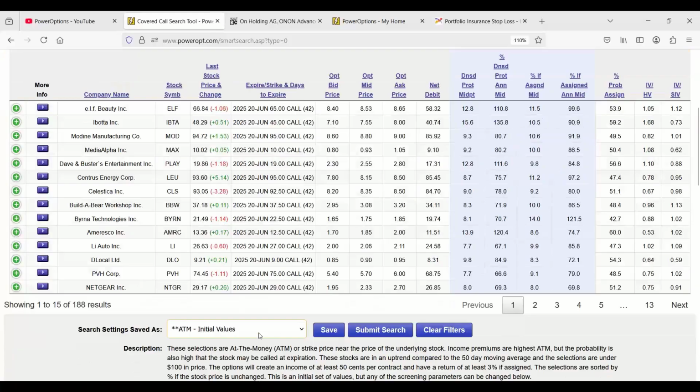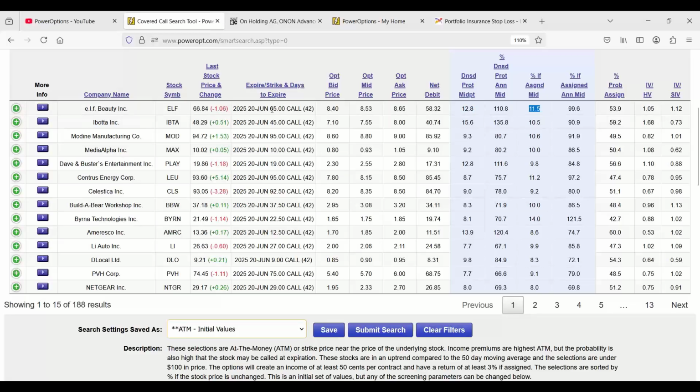I'm looking at the basic initial values default screen at the money. ELF at 66.84, slightly in the money, 65 call, 12.8% downside protection. What's downside protection in a covered call? Well, it's essentially the premium I received, let's take midpoint at 853, divided by my stock price. This 12.8%, 853 against 66.84. How far can the stock drop before I'm technically losing money in my position? How far is it to break even? That's what the downside protection is showing you.